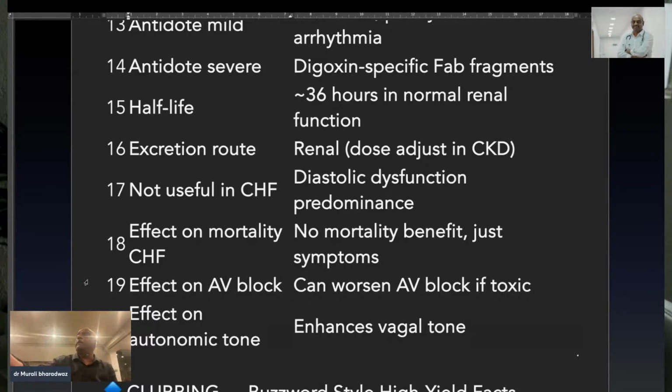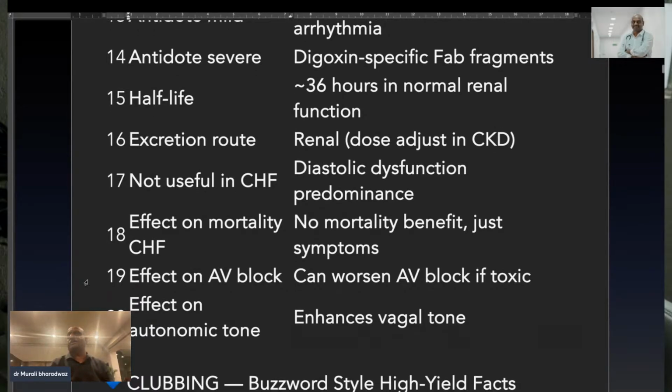And inability to pump is called HFrEF, heart failure with reduced ejection fraction. Inability to get filled is called heart failure with preserved ejection fraction, HFpEF. There digoxin is not useful. Digoxin is useful only in heart failure with reduced ejection fraction.